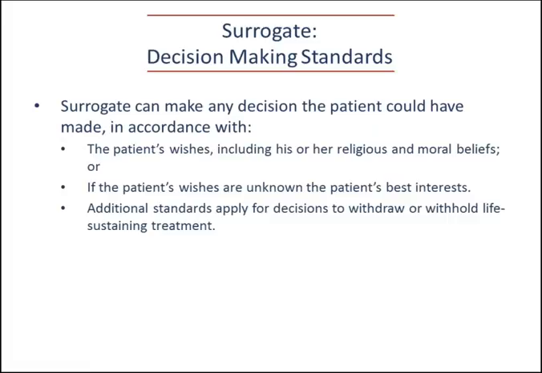Let's talk about the decision-making standards for a surrogate. A surrogate can make any decision the patient could have made in accordance with the patient's wishes, first and foremost, including his or her religious and moral beliefs, right? So again, the surrogate must make decisions consistent with the patient's wishes. And if the patient's wishes are unknown, then the surrogate can act in the patient's best interests. There are additional standards that apply for decisions to withdraw or withhold life-sustaining treatment, and we'll talk about those.